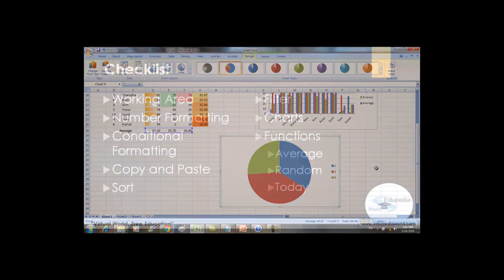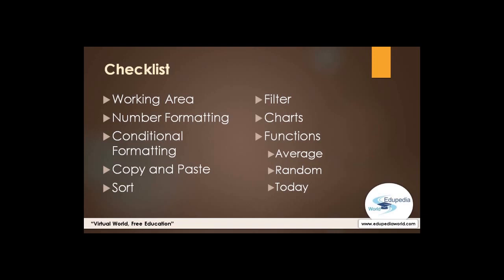That's all we have to do under this episode. Let's summarize what we covered. First we learned about the working area, the components in the working area such as the Name Box, and then we learned about number formatting, how to change decimal places, and also date formatting. And then we learned about conditional formatting, changing the formatting according to a condition, especially the colors.